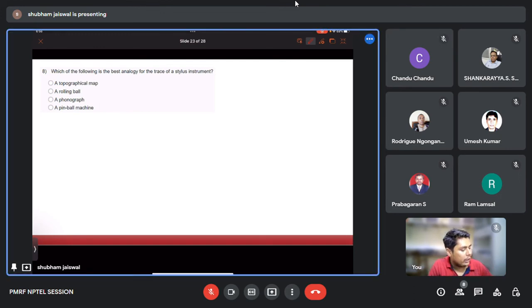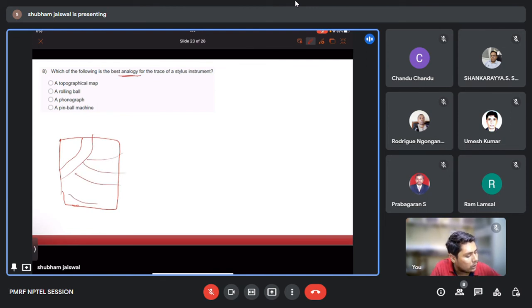So let's see. If we consider a topographical map, it gives information about the topography, like the various topographies of the Earth. But remember, they have asked about the best analogy to the trace of a stylus instrument. So in a stylus instrument, what will happen? We will have one pointer, and we will be scribing it or moving it over the surface.